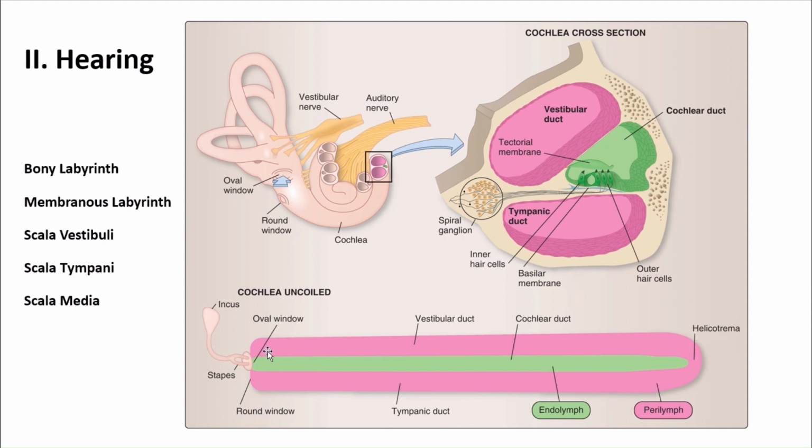So the beginning of the vestibular duct is starting from the oval window, and there is a fluid there, and that fluid is called perilymph. It goes all the way to the tip of the cochlea, so this area, and that is called helicotrema, and then it continues with the tympanic duct. Tympanic duct also contains perilymph, and then the tympanic duct ends with a round window, and the round window is this area, and that separates the inner ear from the middle ear, which is around this area.